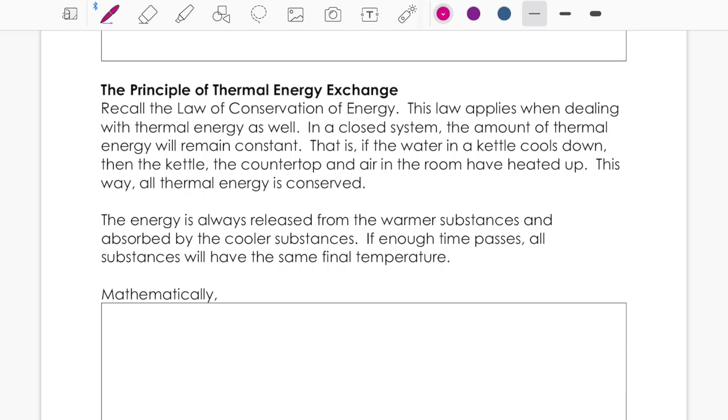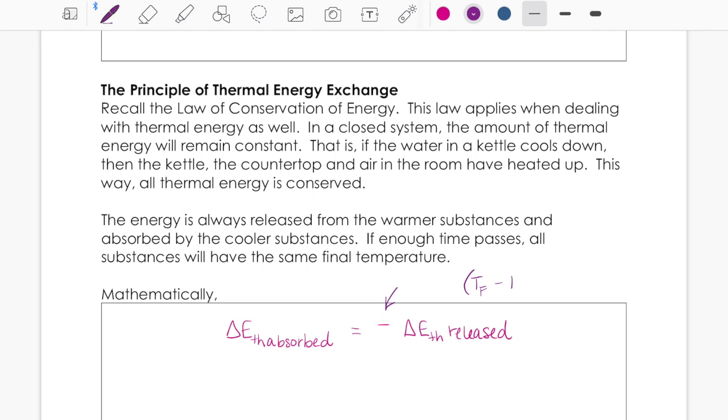So mathematically, we can state that if we have two different substances where one is at a higher temperature and one is at a lower temperature, the change in thermal energy of the absorbed substance is equal to negative the change in thermal energy of the released substance, or the substance that's releasing the thermal energy. Just to note, this is negative because whenever we look at the released energy, it's actually getting cooler.